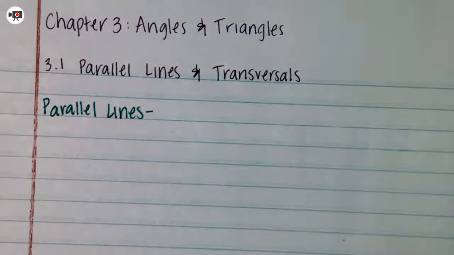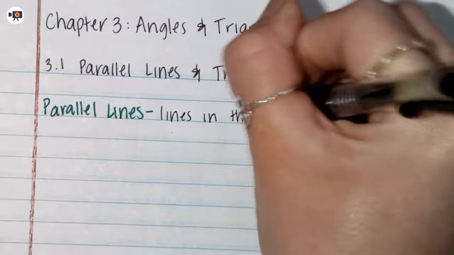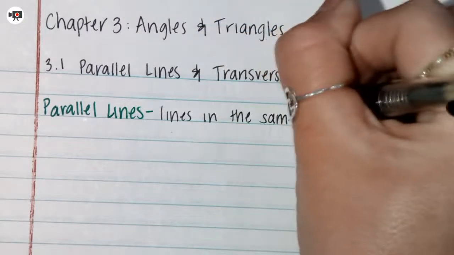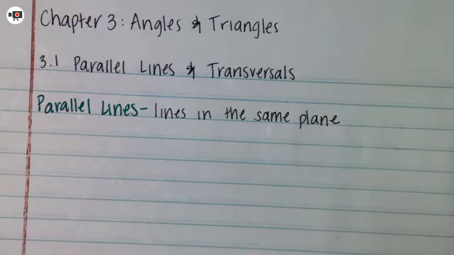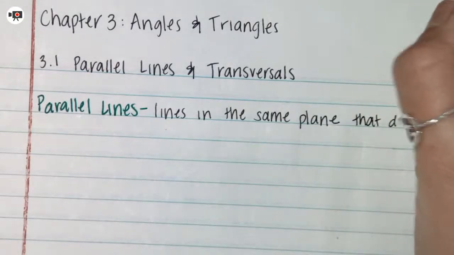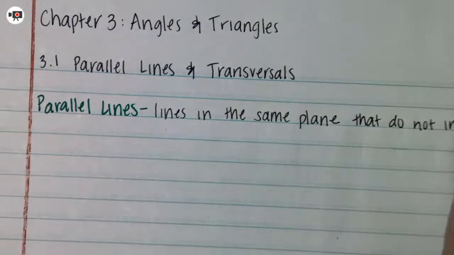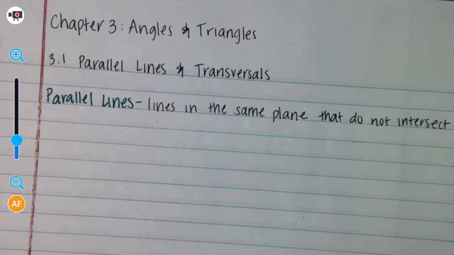And parallel lines are lines in the same plane. In other words, we could say they are lines on the same graph or the same area that do not intersect. So lines that do not intersect.